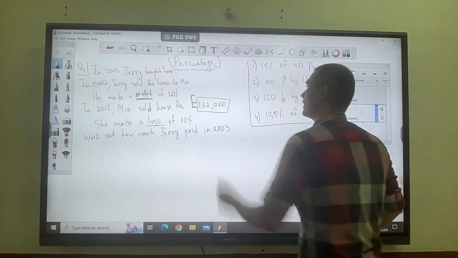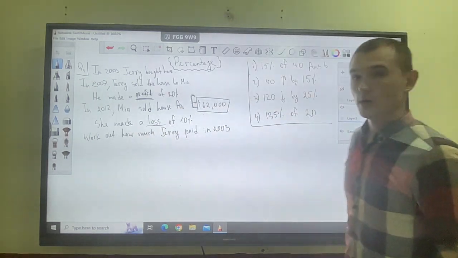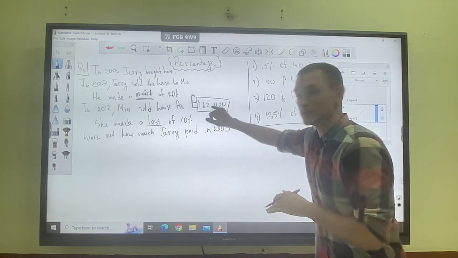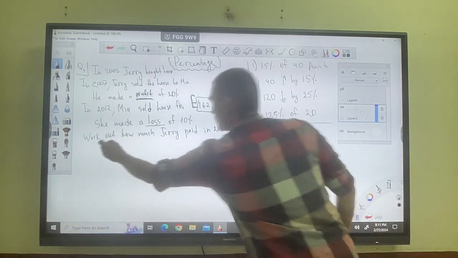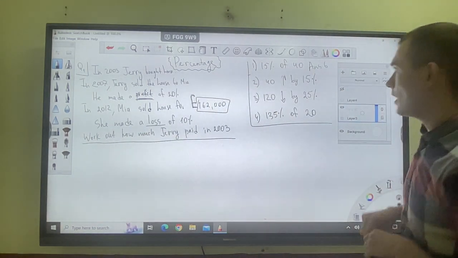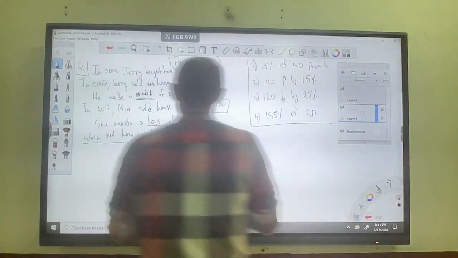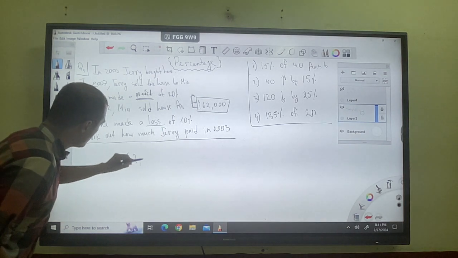A huge amount of money, and still she made a loss. So the amount decreases by 10%, and it's equal right now to 162,000. Wow. And the question is, how much did Jerry pay in 2003? Okay, but firstly, we need to write down what we do have from this. Let's say we have 162,000.